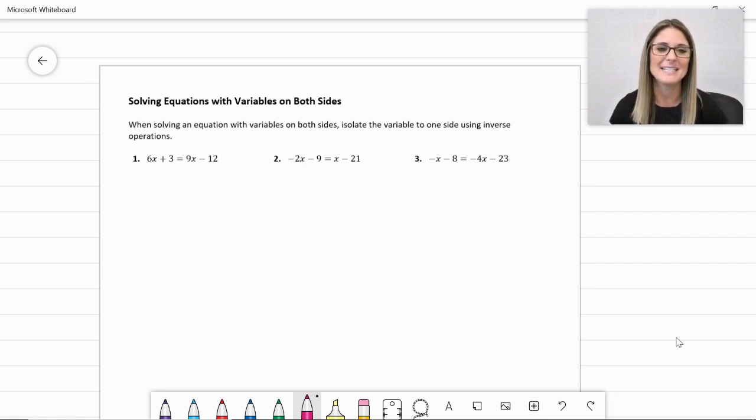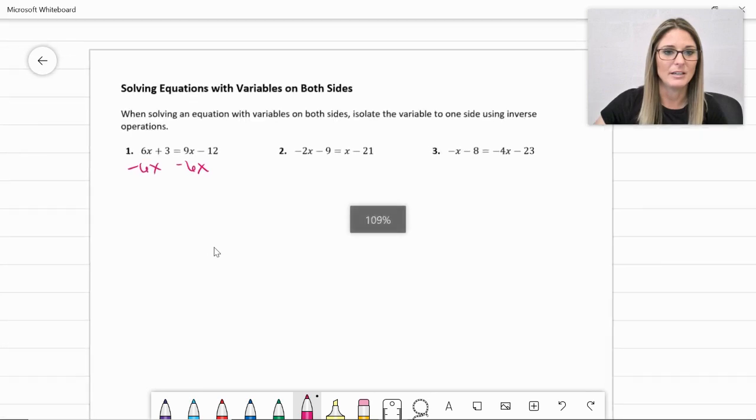Let's look at number 1. 6x plus 3 equals 9x minus 12. You've got 6x on the left and 9x on the right. I suggest always looking for the smallest one. So in this case, the 6x on the left is our smallest. It is positive, so I will subtract 6x from both sides.